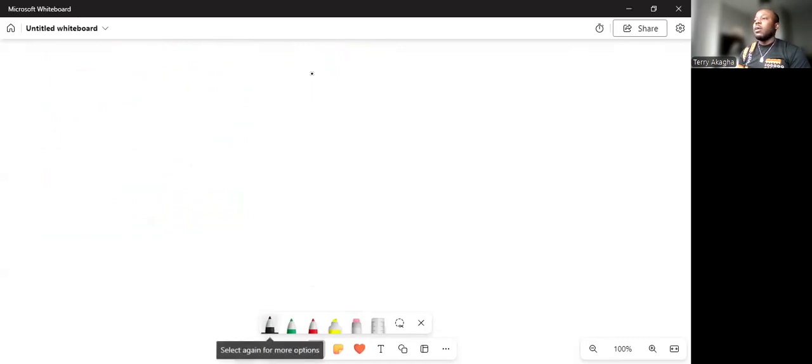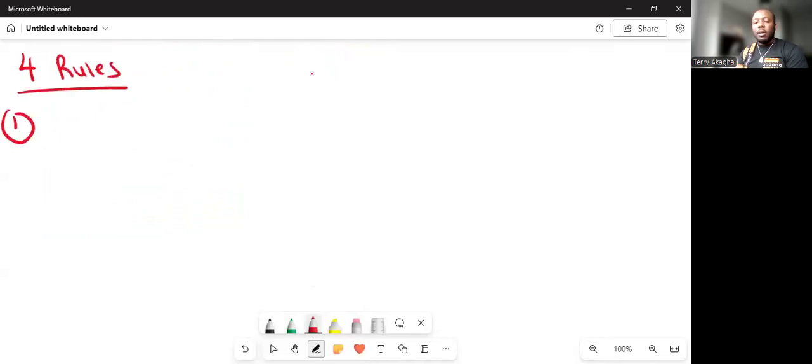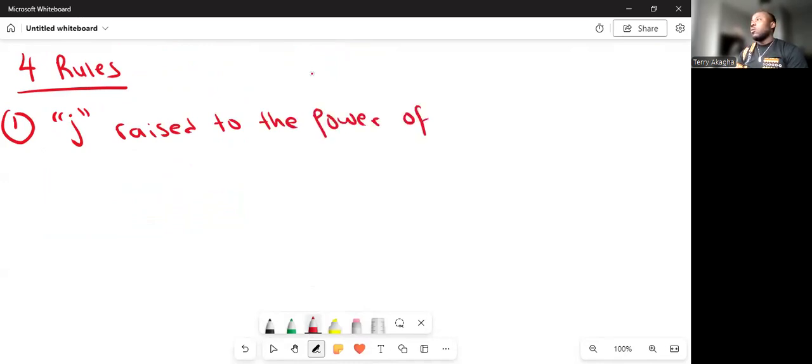Okay, so usually there are 4 rules or 4 steps I keep in mind when I'm doing this. Number 1 is that j raised to the power of 2 is equal to -1. So when you have j raised to the power of 2, you can solve it, but you don't need to solve it. You just know it's equal to -1 like I've shown you.